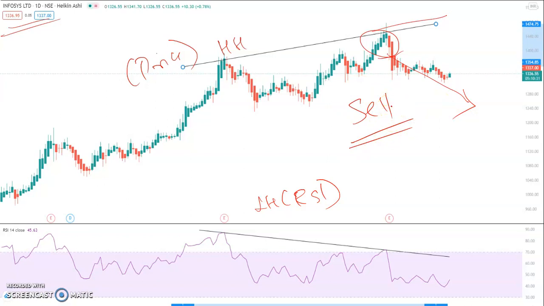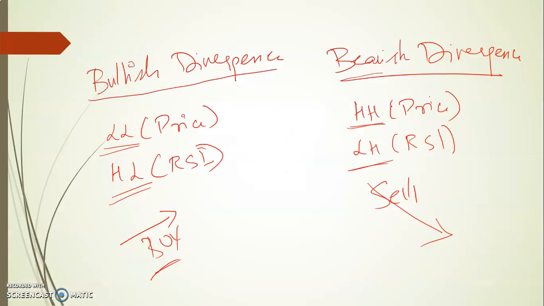Hope you are clear with the strategy, guys. Just to recap it, there will be a bullish divergence when you see a lower low price pattern and then a higher low in RSI. It is bullish, take a buy call. Stop loss is the entry candle's low or below the trend line. Ride the trend as much as possible until you find the reversal pattern in the price, not in the RSI. Reversal pattern in the price.